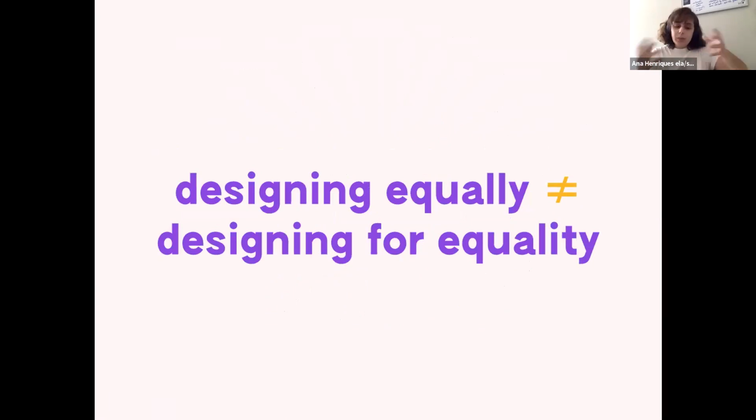Specifically, as it relates to gender parity, we see this kind of gender neutral approach everywhere in urban planning and UX design, but it remains oblivious to the crucial difference between designing equally and designing for equality. So here, I'd like to take a look at bathrooms as a specific case study of this very issue.